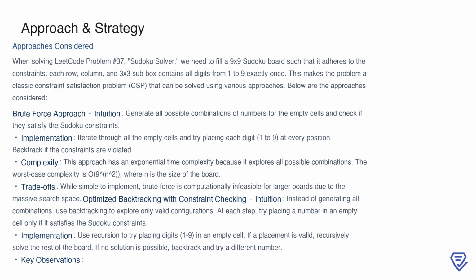A more refined approach is optimized backtracking with constraint checking. Here, instead of blindly generating combinations, we selectively place numbers in empty cells only if they adhere to the constraints. Backtracking allows us to undo decisions and explore alternate solutions when we hit a dead end. This method is more efficient than brute force, as it avoids invalid configurations early on, saving computational time and effort.